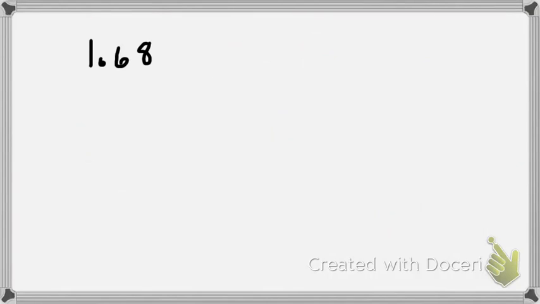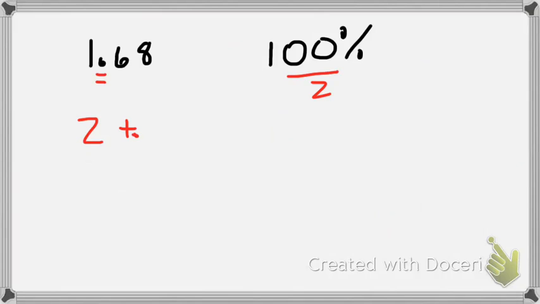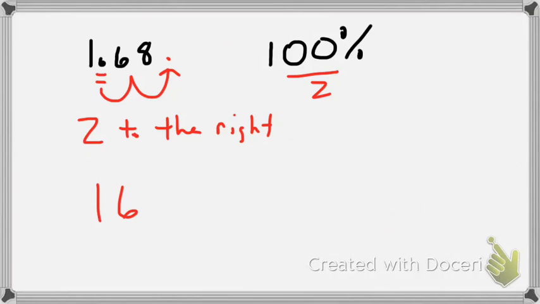Now we're going to change a decimal to a percent. So 1.68 or 1 and 68 hundredths. Remember, a percent is out of 100, which has 2 zeros. So what we're going to do is move this decimal 2 places to the right. 1, 2. So this would be 168%. We get rid of the decimal and replace it with the percent sign.